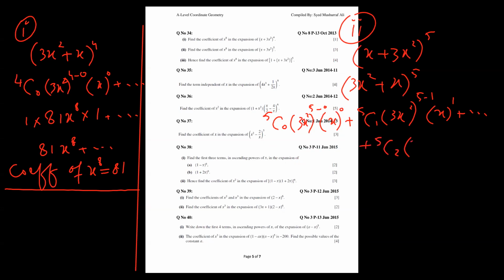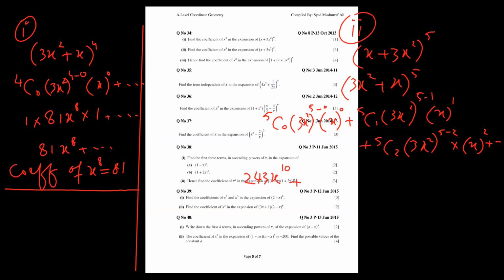5c2 and 3x² to power 2. Power is 5 minus 2 and x to power 2. I think now okay. So I have to erase these dots. Okay, come back. So 5c0 is 1. This is 1. So I'm getting 243 x to power 5 2s are 10.